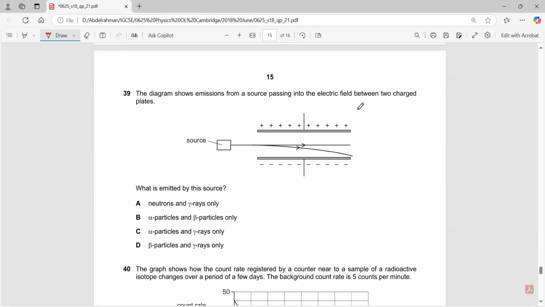We have a source and two different paths. What is emitted by this source? One of them is attracted to the negative plate, and one of them is unaffected. The unaffected line would definitely be the gamma. The one attracted to the negative plate would be alpha, because alpha is positively charged. So only alpha and gamma rays.